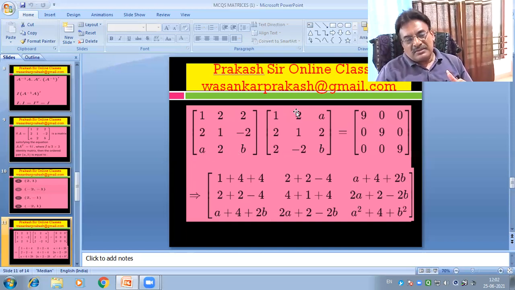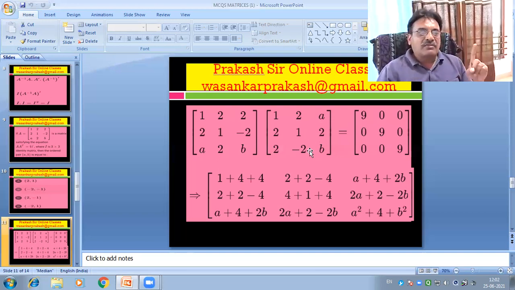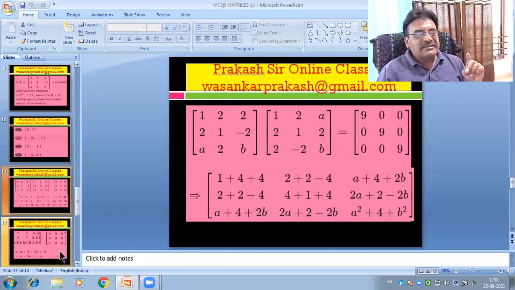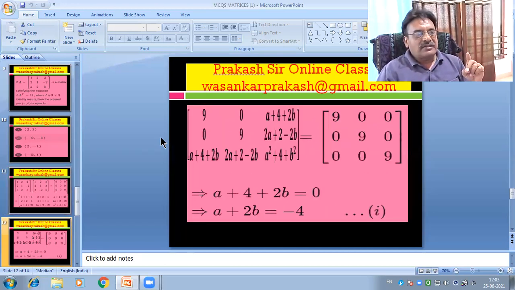Third row, second column: a into 2 is 2a, 2 into 1 plus 2, b into minus 2 minus 2b. Third row, third column: a into a is a squared, 2 into 2 plus 4, b into b plus b squared. Then in the next step, this matrix can be written as: 1 plus 4 plus 4, that is 9. So we write here 9.